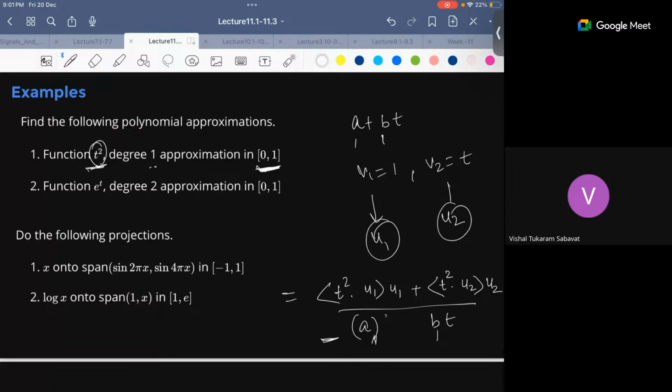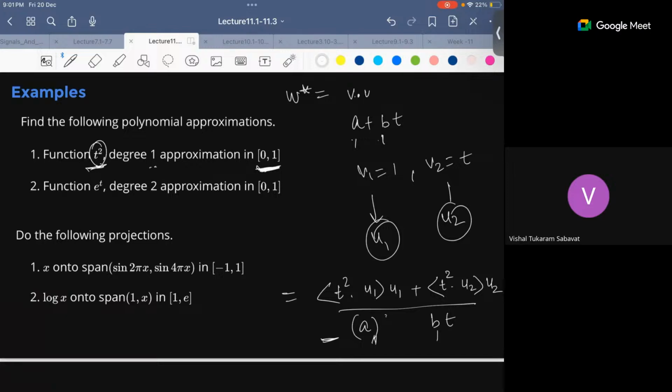So here what you are asked is to find the following polynomial approximation, whether a polynomial of degree 1 will approximate t square in the interval of 0 to 1. For that, what will be the values of a and b? So that a and b you have to calculate. And how do you have to calculate? The same method, w star equals what?